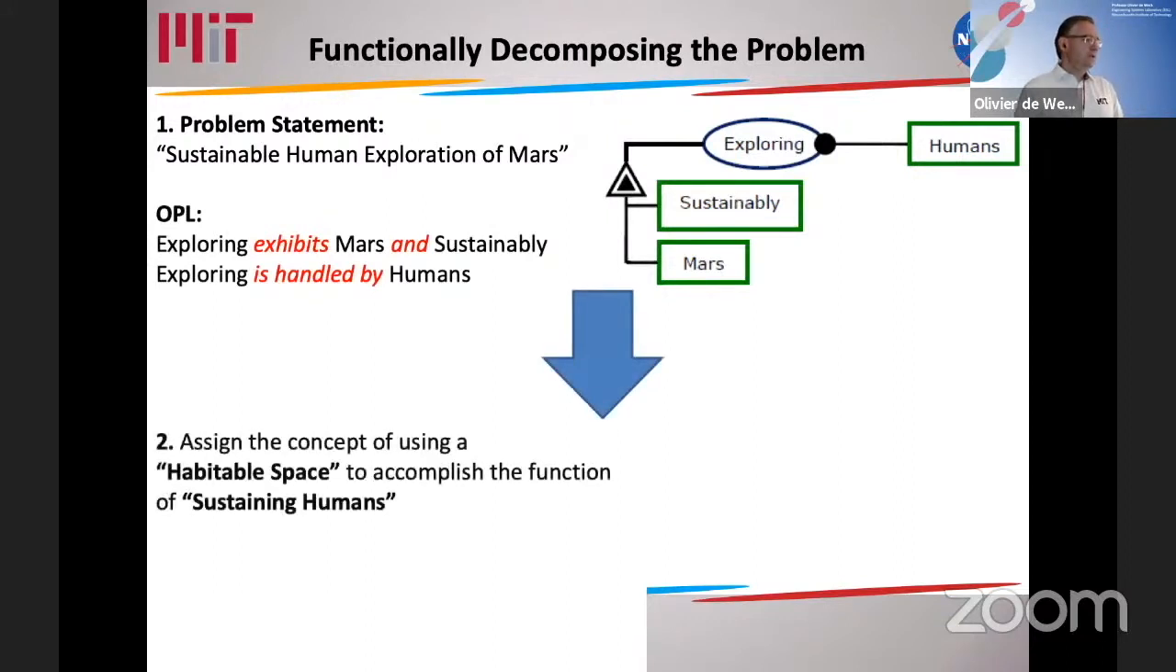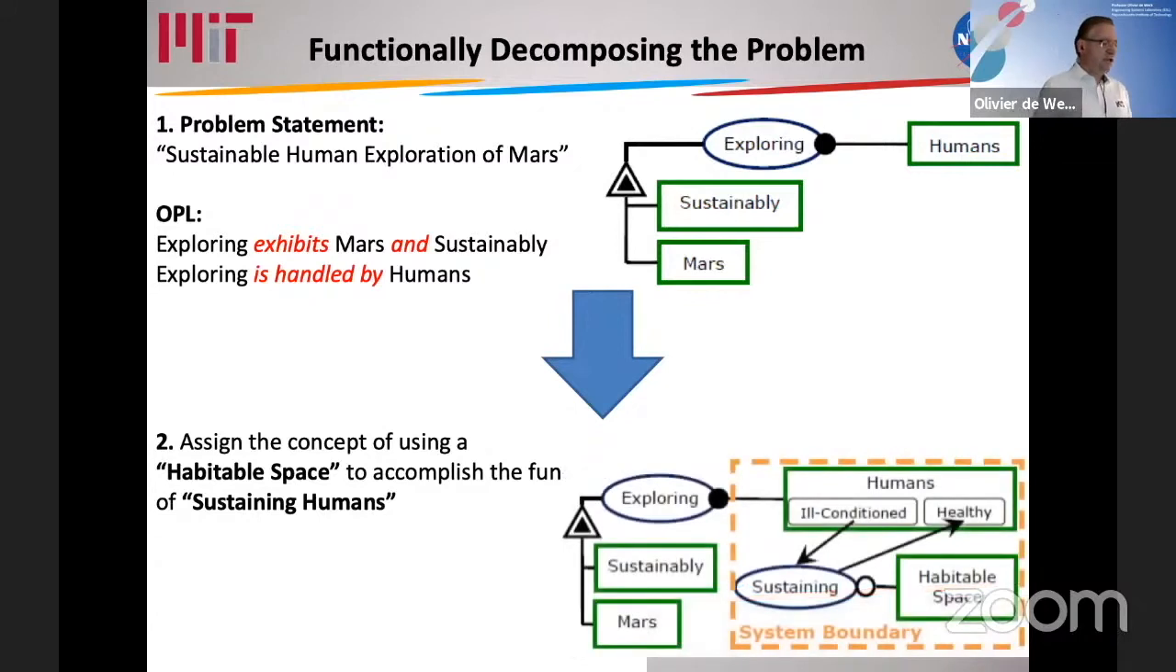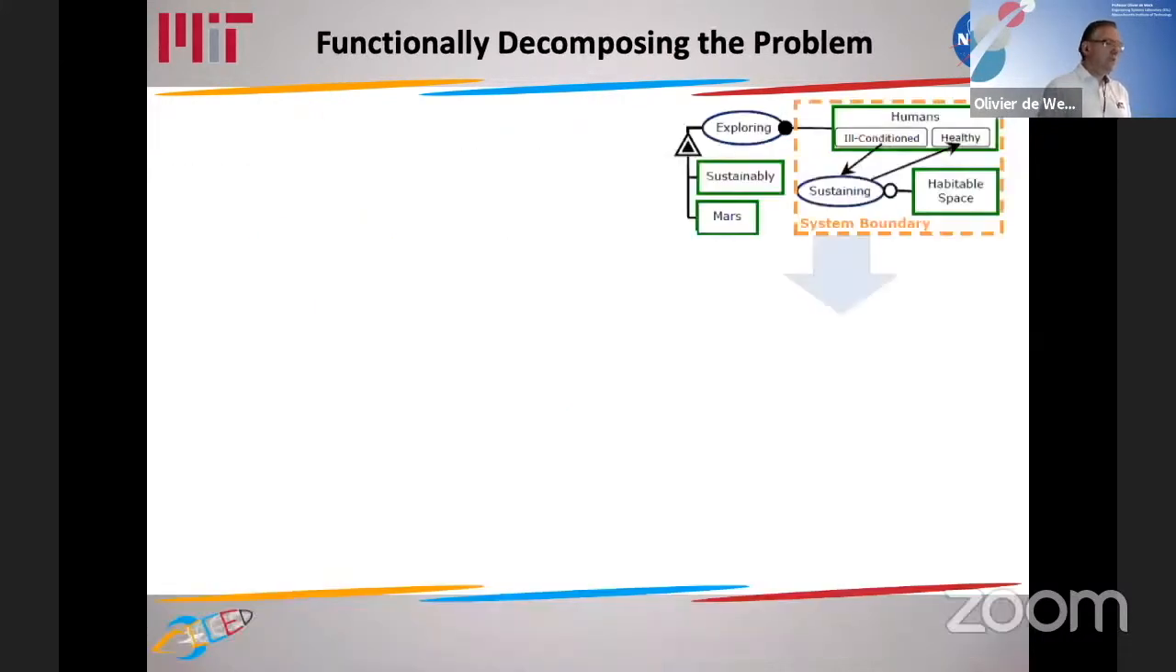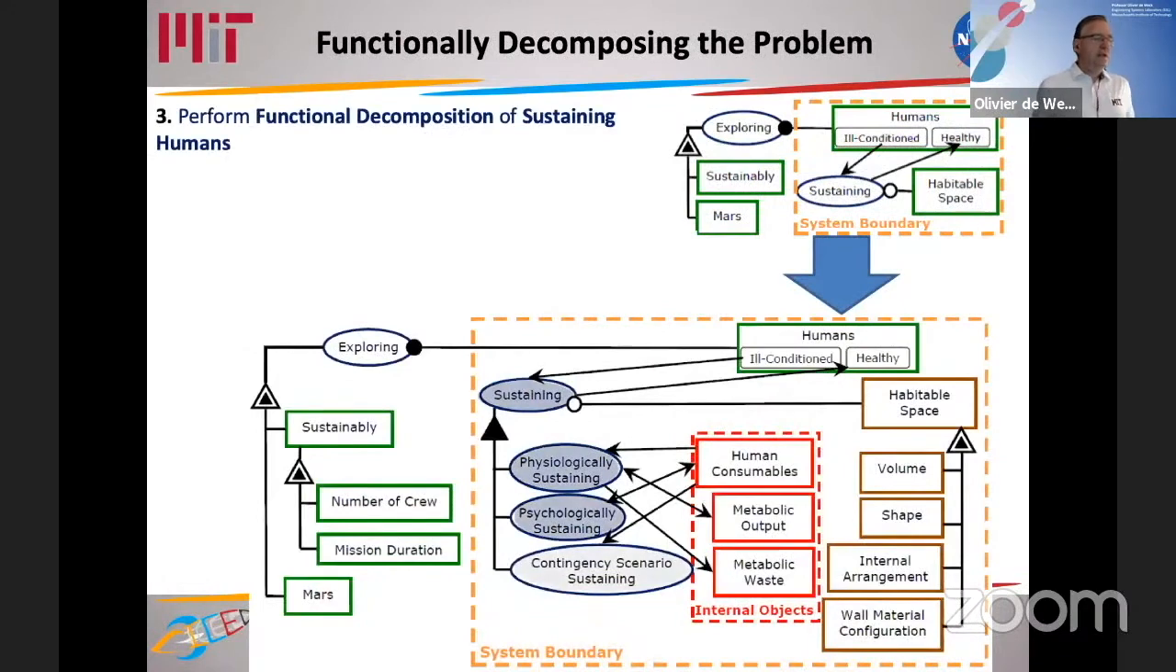Then the second step is to assign a concept. In this case, we're assigning the concept of using a habitable space to accomplish the function of sustaining humans. And you see that in the system boundary, we have the humans, we have the sustaining process or function, and we have the notion of habitable space. And so we're starting to zone in on how we're going to achieve that high level, how we're going to solve the problem. And then step 3 is now the key: breaking down this high level function of sustaining humans into the sub functions that are required.